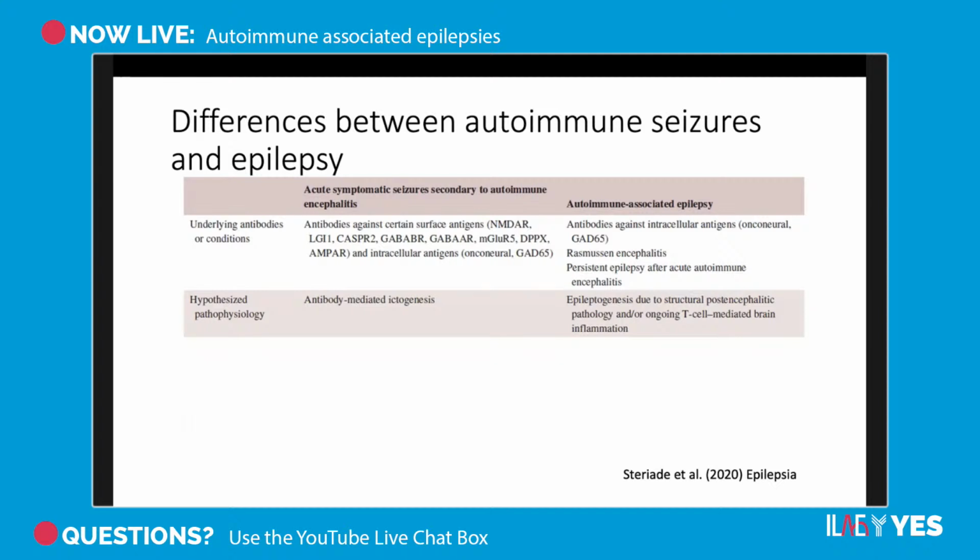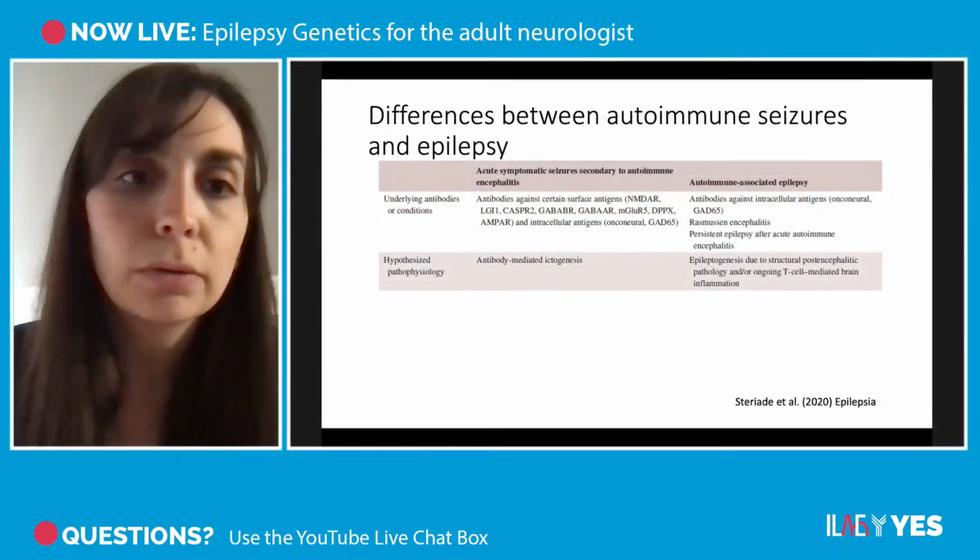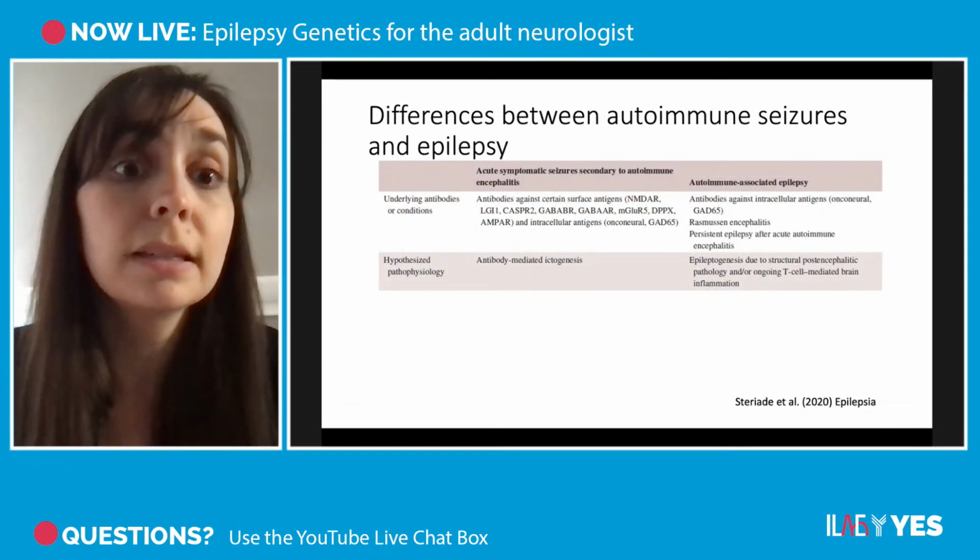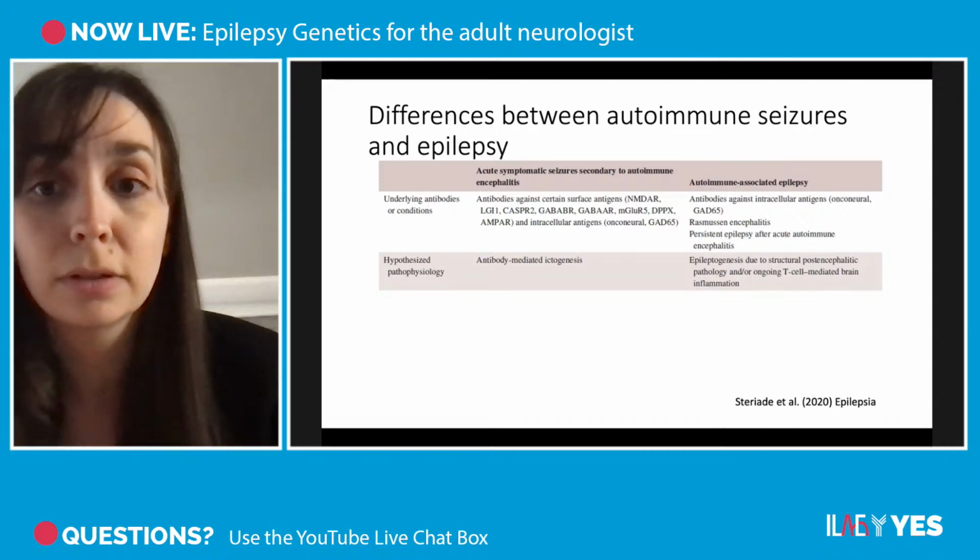And those are very different diseases in terms of their pathophysiology. In the former, acute symptomatic seizures, the antibodies themselves can lead to seizures, and that's been shown in experimental models. If you sprinkle a patient's antibody on a rodent slice, or if you inject it intraventricularly, you can reduce the seizure threshold and you can cause seizures. So these antibodies directly cause seizures.